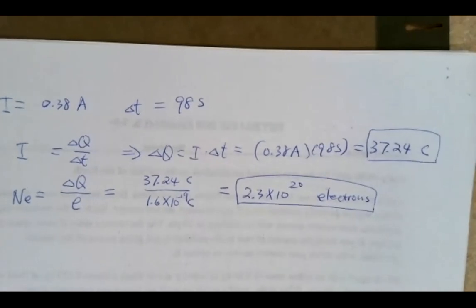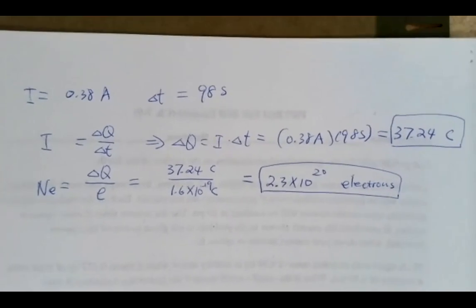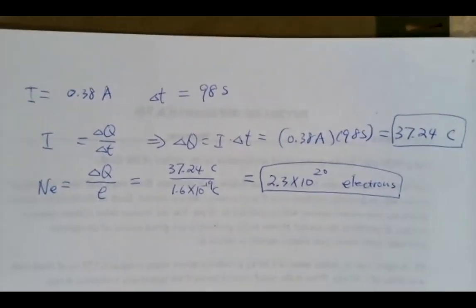So that many electrons flow through the light bulb in this time. I think this one is kind of straightforward, but let me know if you have any questions about it.